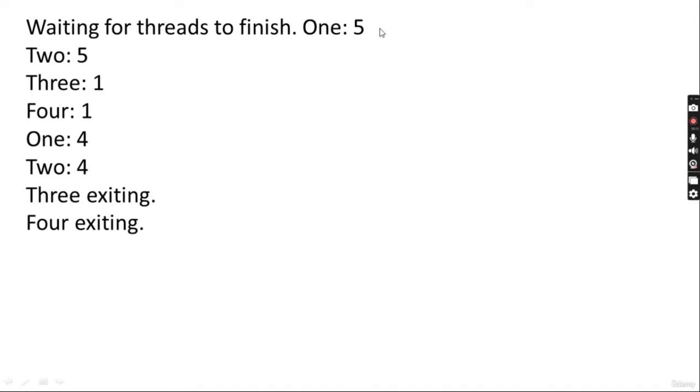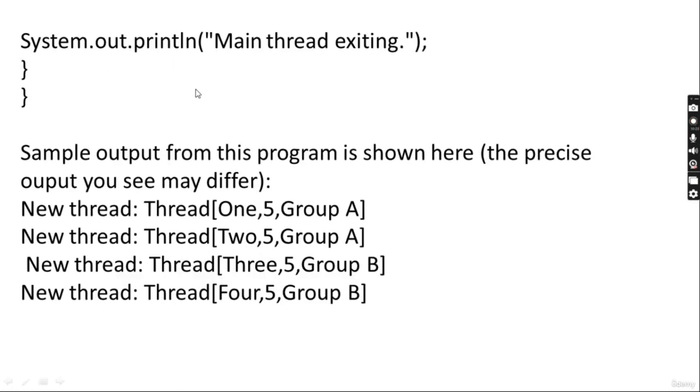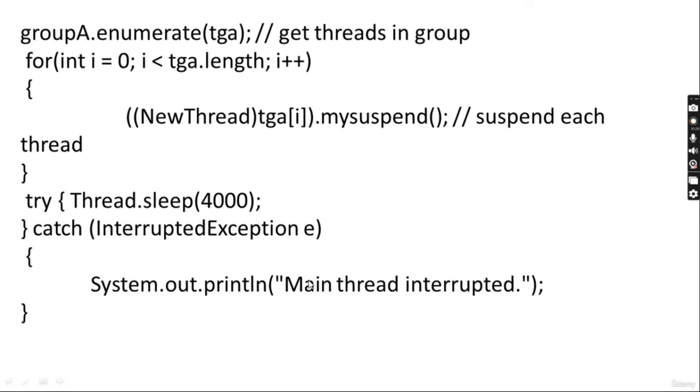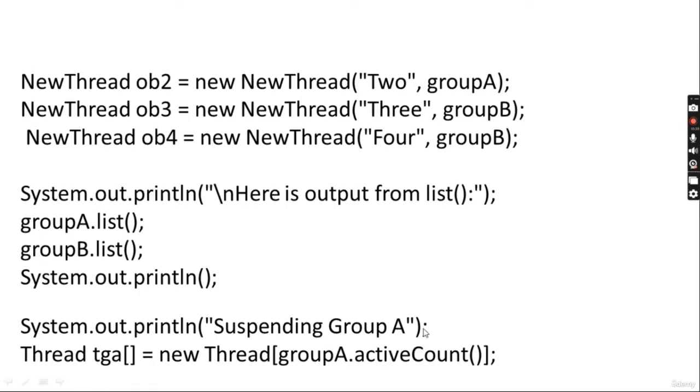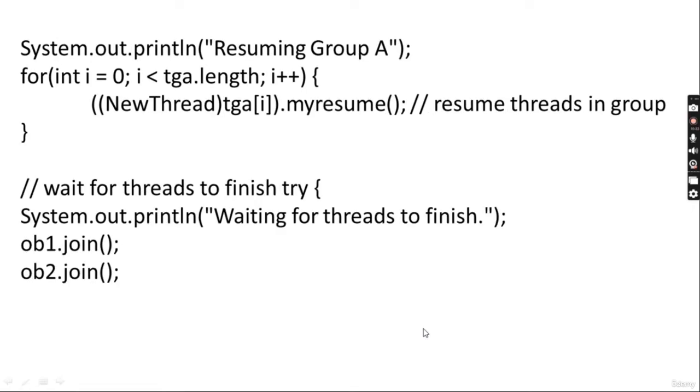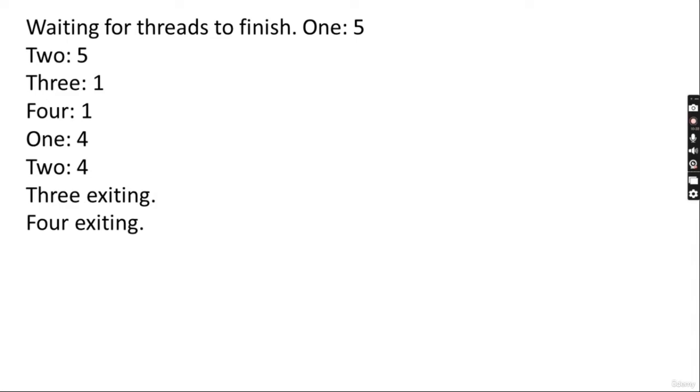Waiting for threads to finish. 1 5 2 5 3 1 4 1 1 4 2 4 3 exiting 4 exiting. Okay, so it is displaying the thread name, its priority, and the active thread count as well. Here it is showing you the active threads count.